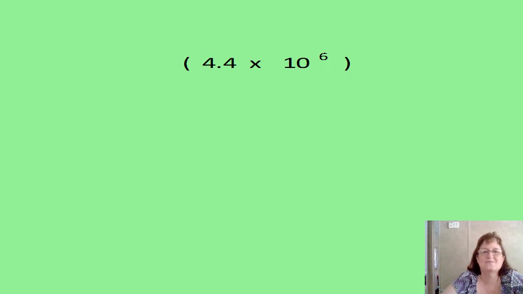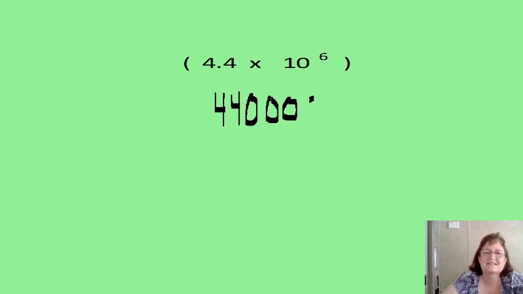If I move my decimal point over 6 spaces, I'll put my 2 fours down. Now if I move it past that 4, that's 1 space, and now I need to add 5 zeros. And if I put my commas in there, then I have, let's see, that is 4,400,000.